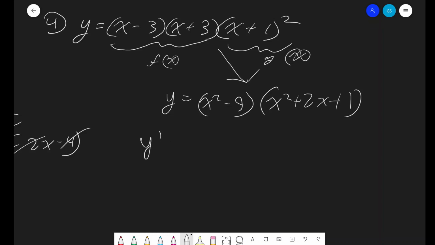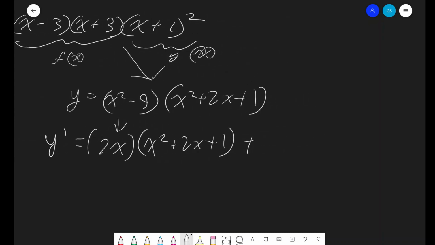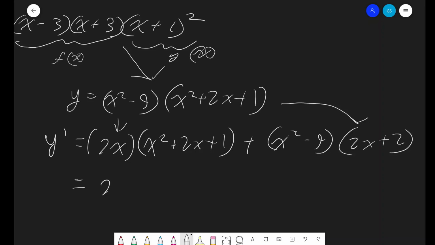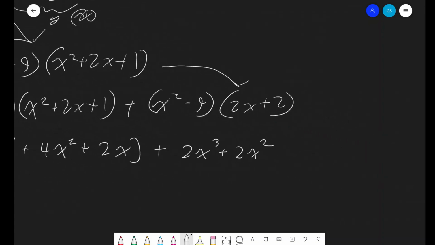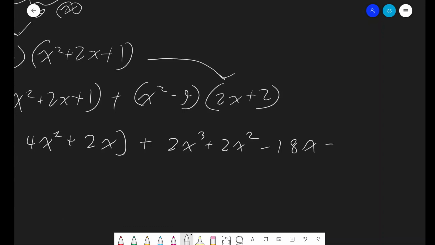Taking the derivative, this would just be 2x, right? I'm just differentiating this, multiplied by x squared plus 2x plus 1, plus x squared minus 9. I'm going to take now the derivative of this, 2x plus 2. Multiplying everything, 2x cubed, 2 times 2, 4x squared plus 2x, put it in brackets, plus 2x cubed plus 2x squared minus 18x minus 18.